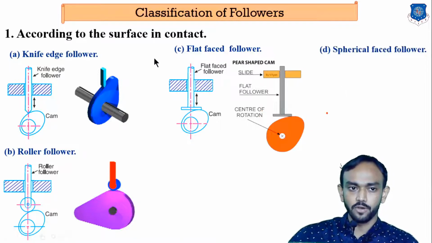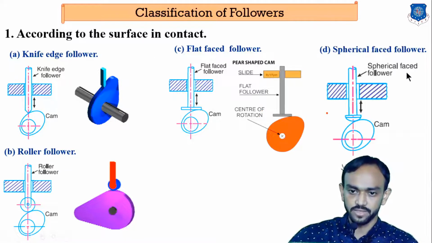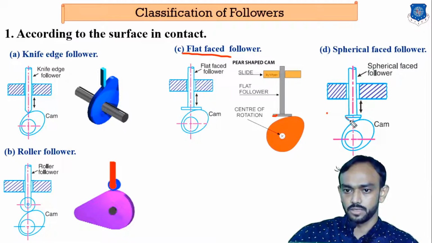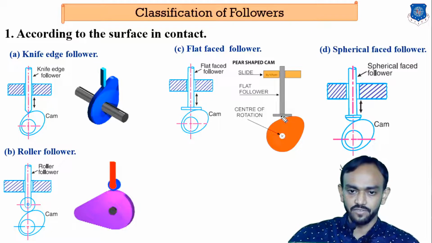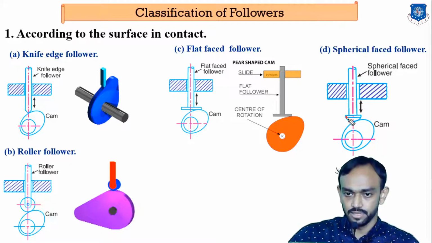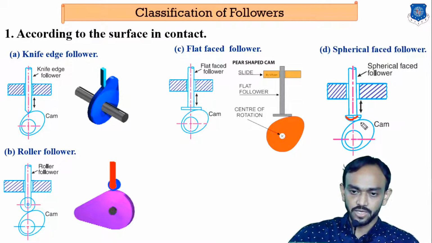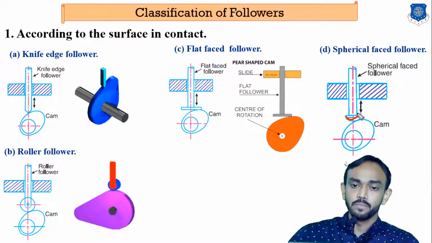The fourth and last type of surface contact is a spherical face, which is the same as a flat face, but a spherical shape is given, because in a flat face there is high friction, and it is reduced by this spherical surface. So it has both advantages: less friction, less wear, plus it can work at a higher pressure angle.